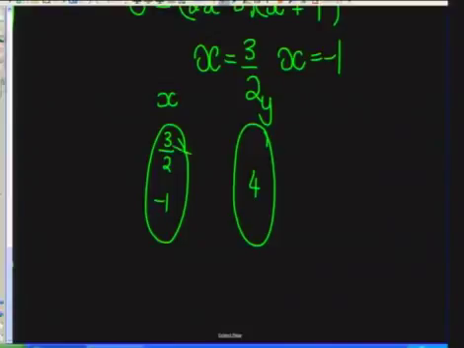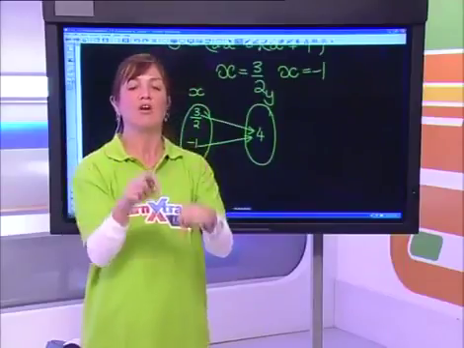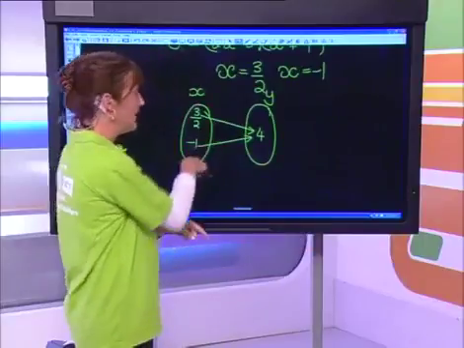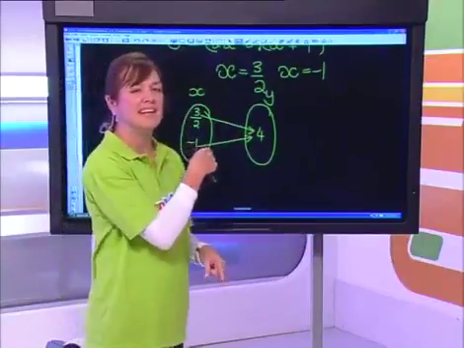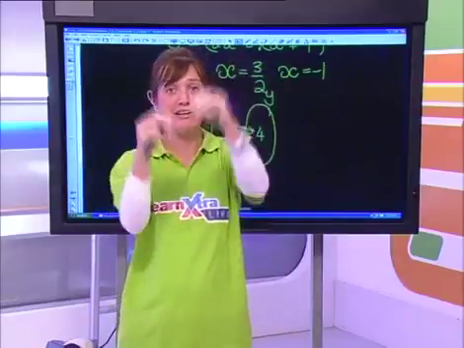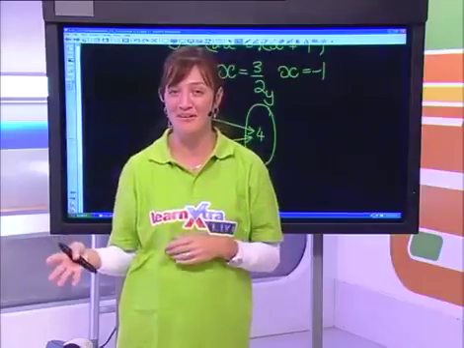So we said that this 3 over 2 was connected to that 4 over there, and -1 was connected to the 4 over there. So are each of the x values connected to only one y value? Well, yes, there's 2 x values, and they happen to be connected to the same y value, but it's still one x value connected to one y value, and that's why, yes, it is still a function. So well done, guys.